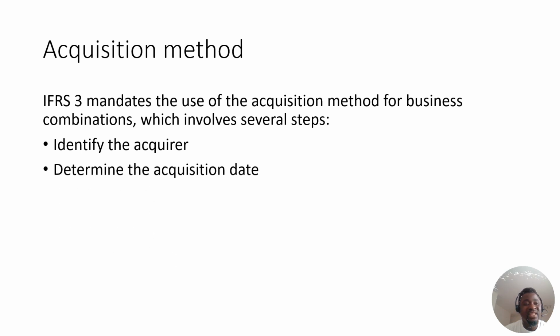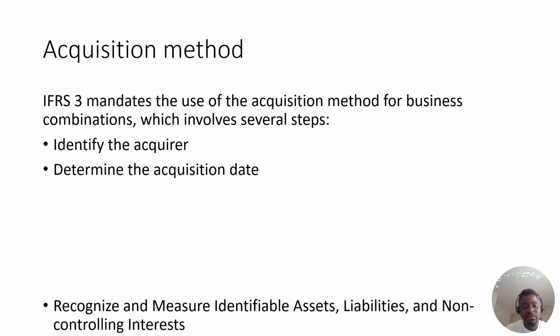The next step is to determine the acquisition date. This acquisition date can be a bit tricky, because acquisition date could be a date before even signing of the agreement, or a date even after the signing of the agreement, or some legal date, maybe regulatory approval date or something. So it depends on the actual time when the control actually occurs, which is the physical control. We'll also talk about that later on.